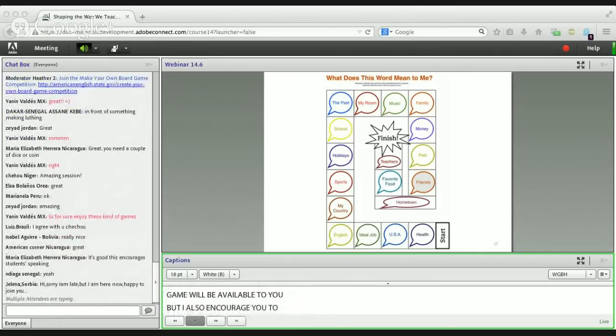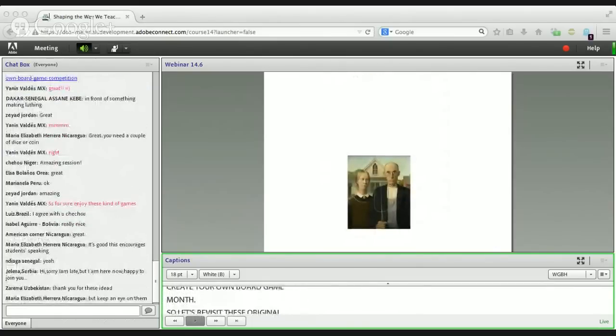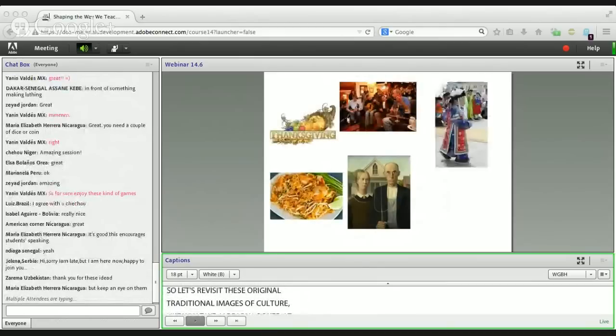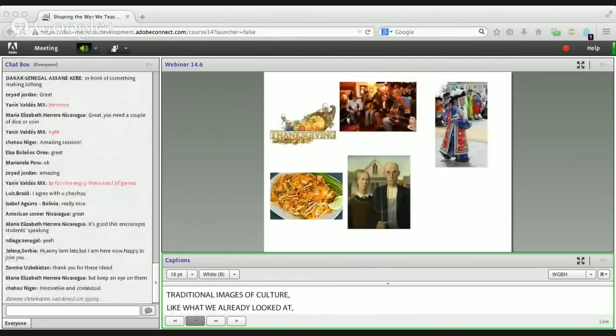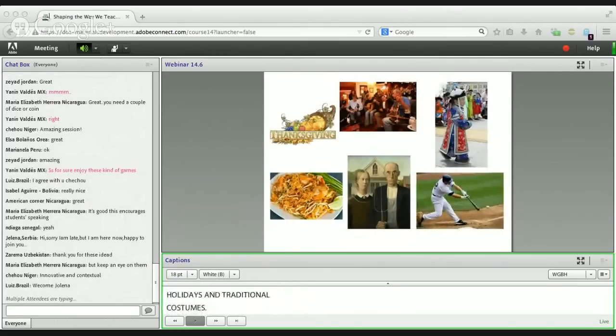Okay, so let's revisit these original traditional images of culture that we already looked at: art, food, music, holidays, traditional costumes, and sports. The food's making me hungry. These images we can easily describe, but remember the iceberg, that there are many things that we can't see in these photos.